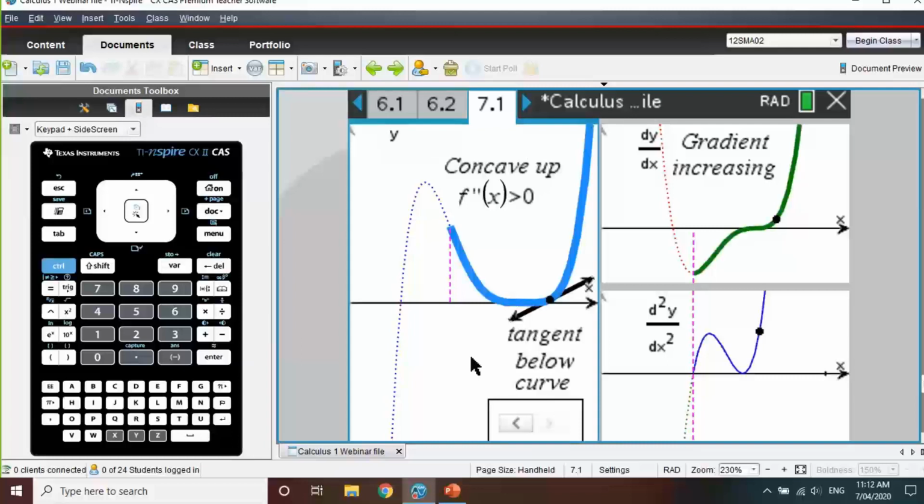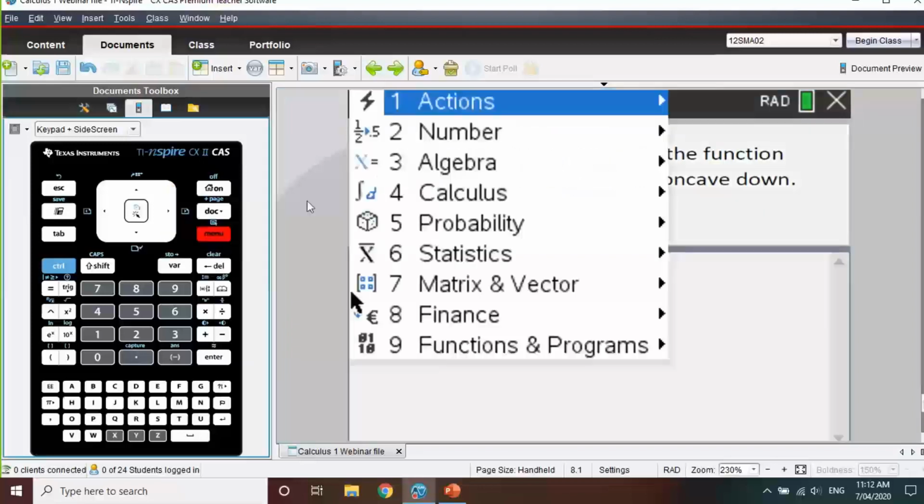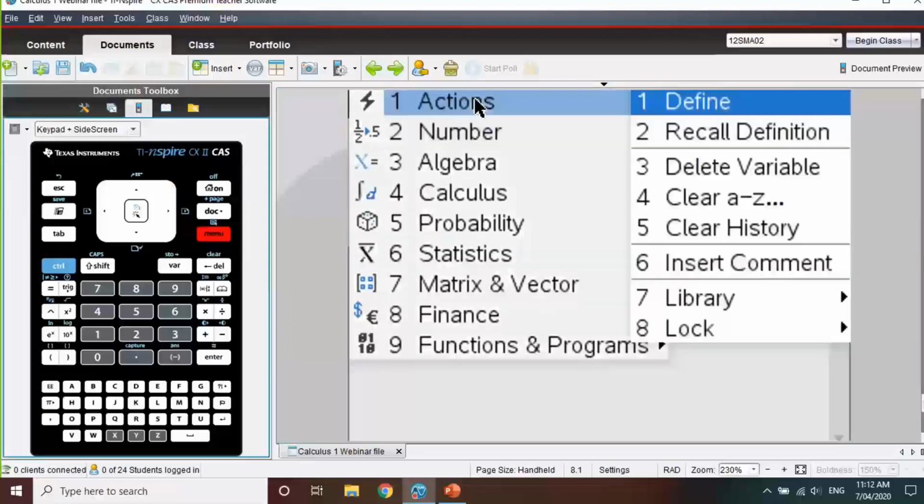All right, so if we had, say, an exam question which wanted us to determine where the function was concave down, typically this would be a multi-choice question. What we can do is first of all define our function. Now, if we're comfortable using the define feature via the menu actions define, that's okay. But another shortcut we could use is the assign command.